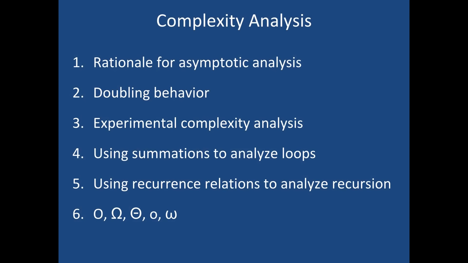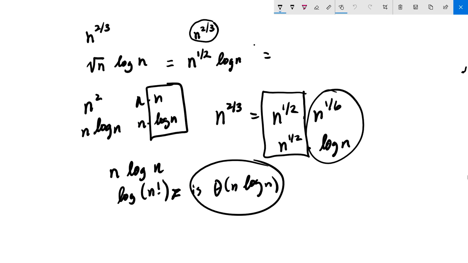All right, using summations to analyze loops. When you're analyzing programs with nested loops, and trying to figure out how many times an inner loop runs, you often end up having to add things up. And there are really two facts that are good to have memorized. The first is the sum of the first n integers, which is just n times n plus 1 over 2.